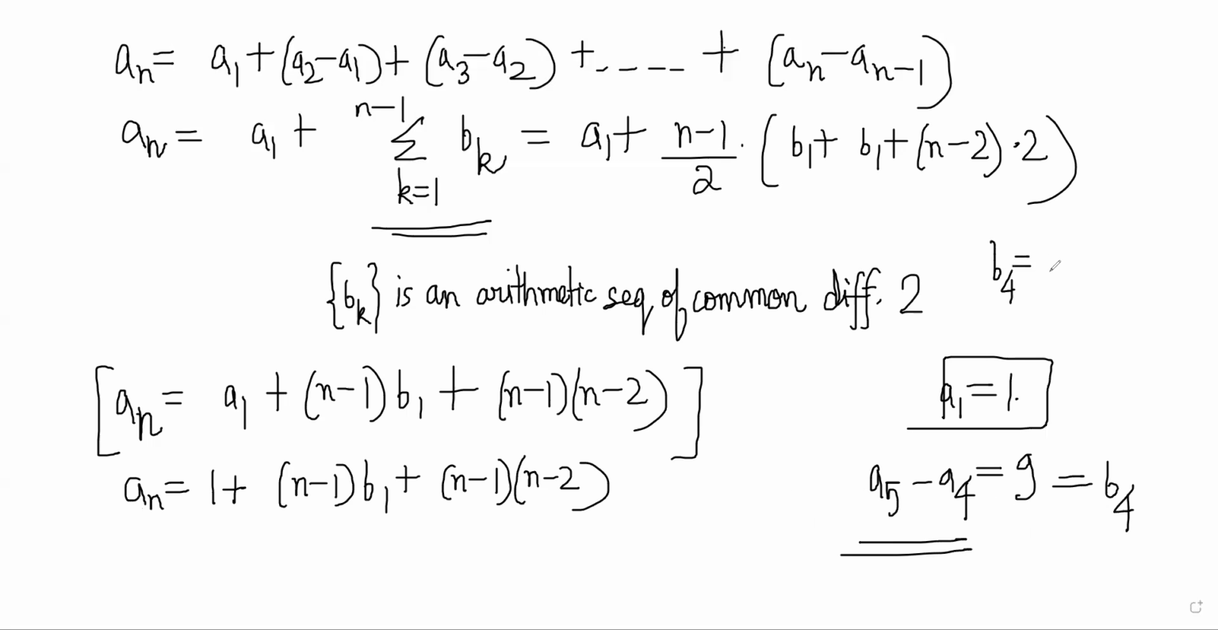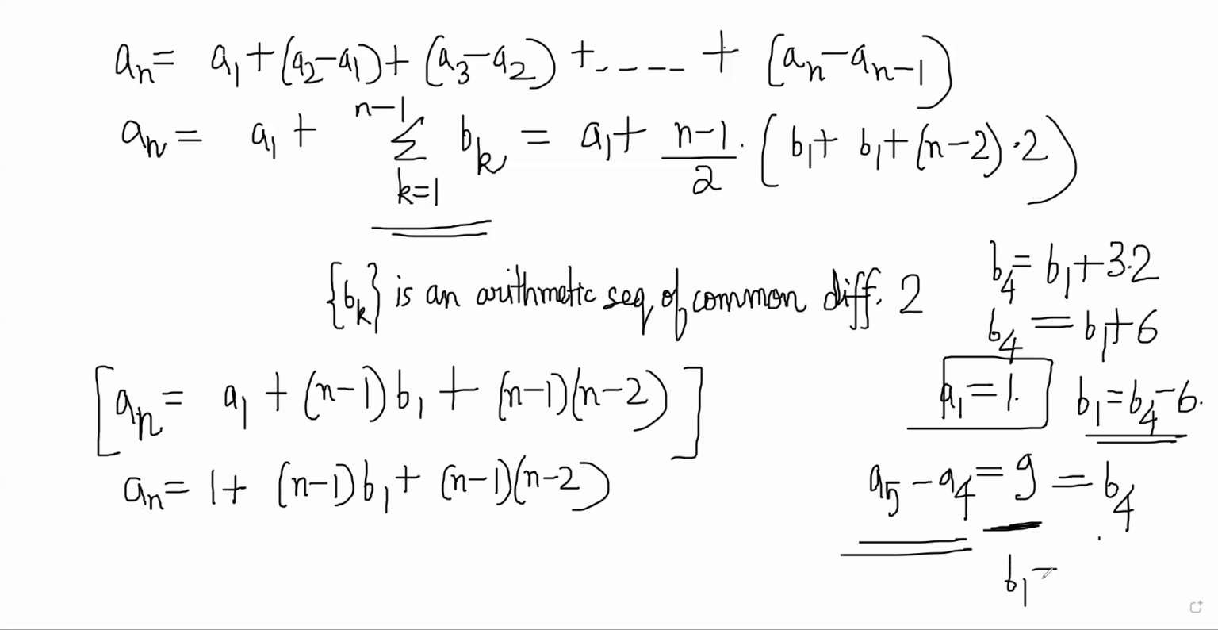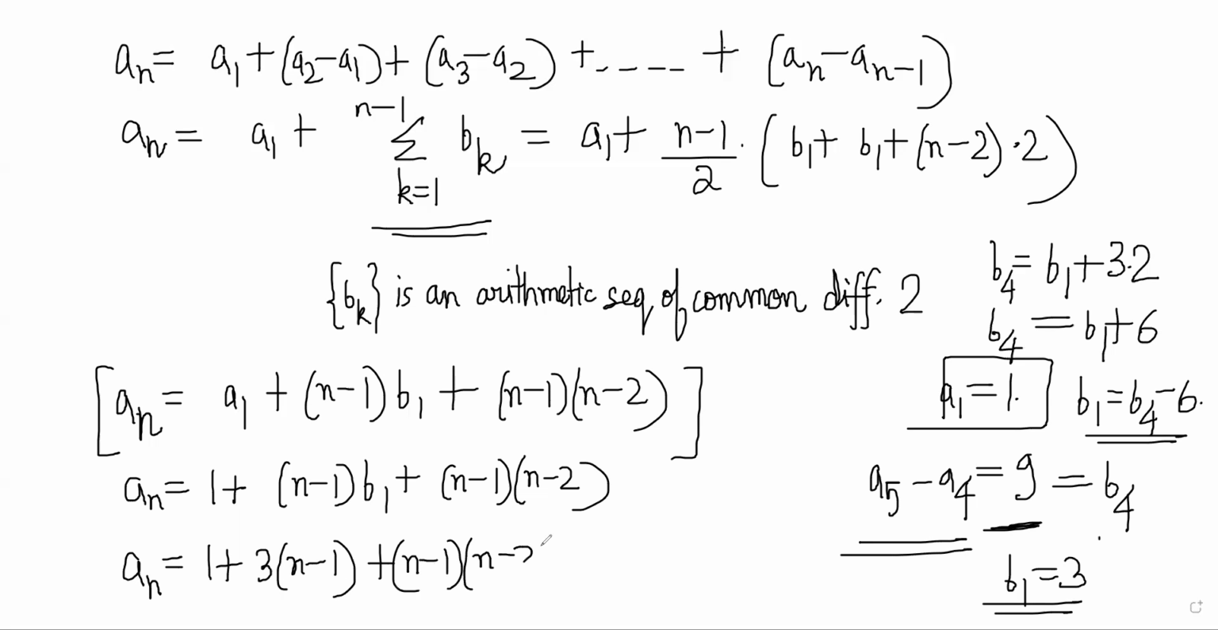But b4 can be written as b1 plus 3 times d, which is 2. So it is b1 plus 6 is b4. So b1 is equal to b4 minus 6, and since b4 is 9, b1 is 3, right? So now we have found b1 also. So an is coming out to be 1 plus 3 times (n minus 1) plus (n minus 1)(n minus 2), right? And now you can just simplify this.